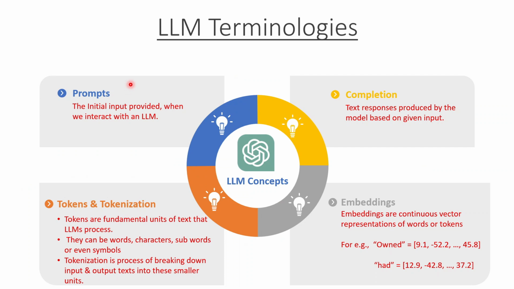Some of the LLM terminologies. Prompts: the initial input provided when we interact with an LLM. Completion: text responses produced by the model based on the given input. Then we have tokens and tokenization. Tokens are the fundamental units of text that LLMs process, and the process of breaking down input and output text into these smaller units is tokenization. Embeddings: embeddings are continuous vector representations of words or tokens, for example, the word and the numbers with which it is represented.